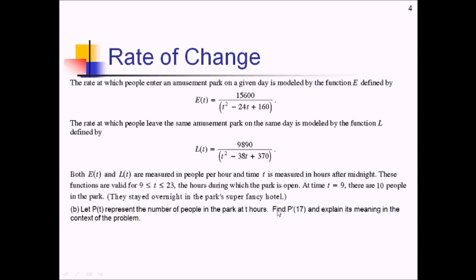For this next part of the problem, they're defining P of t as the number of people in the park at t hours. They want us to find P prime of 17 and explain its meaning in the context of the problem. So pause the video and see what you can do with this one.